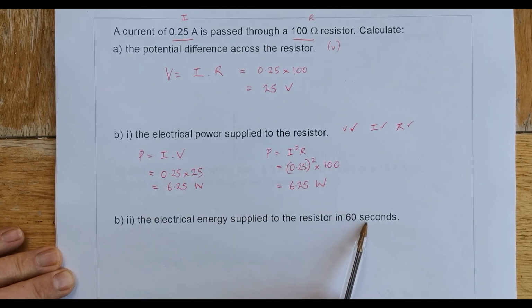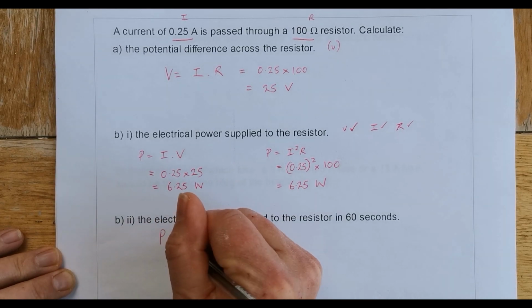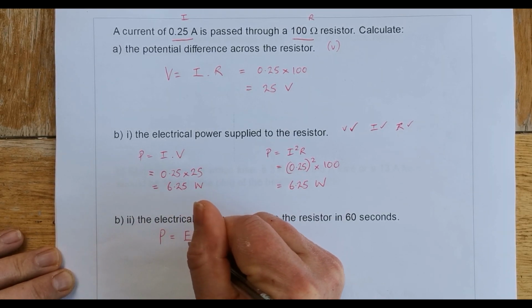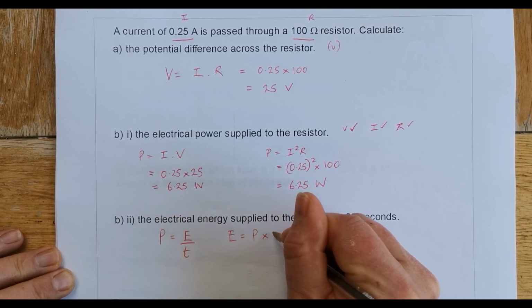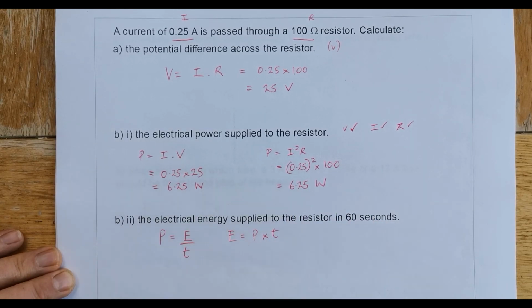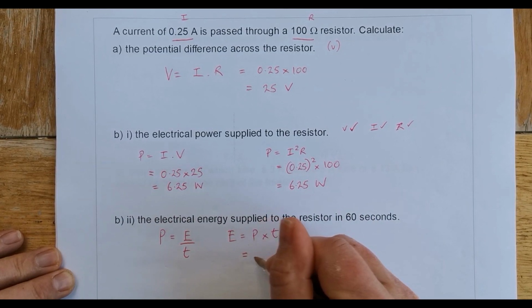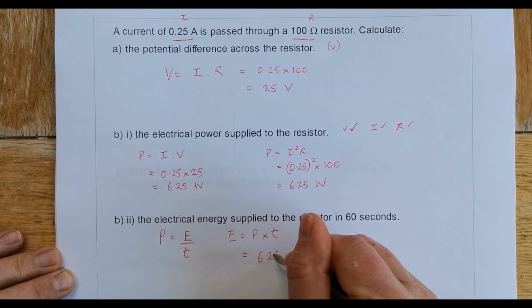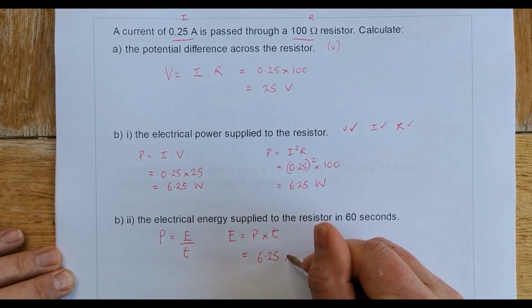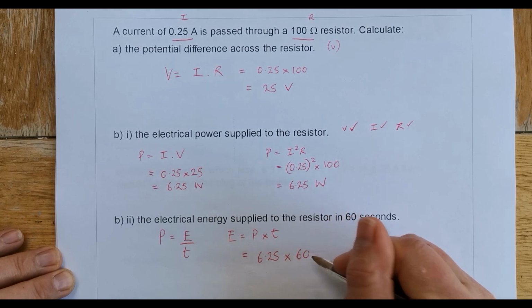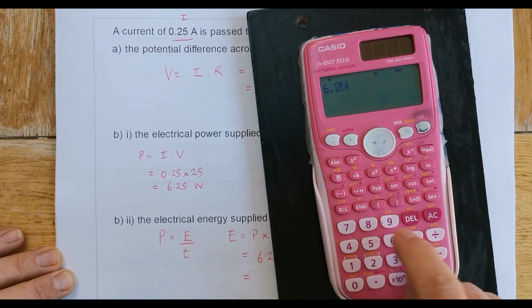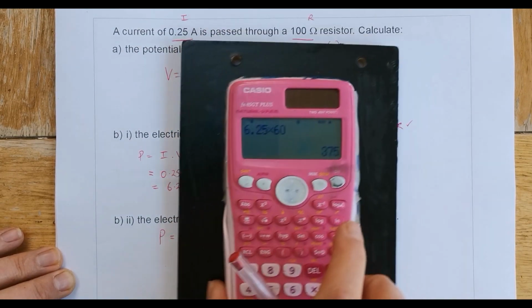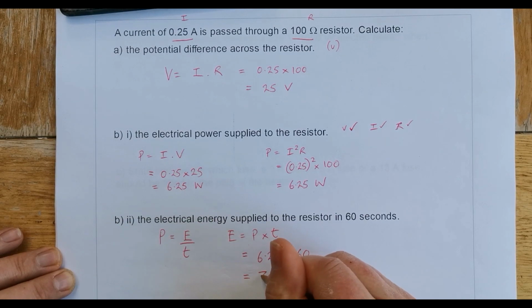2. The electrical energy supplied to a resistor in 60 seconds. Well, if we know power equals energy over time, then we know energy equals power times time. Well, we've got our power up above. So power is 6.25 watts or joules per second times 60 seconds. 6.25 times 60 equals 375.